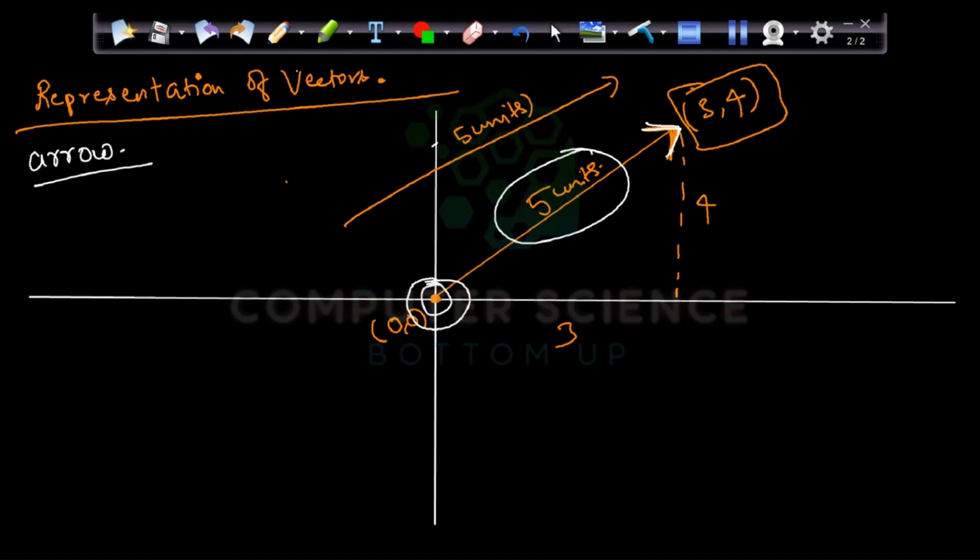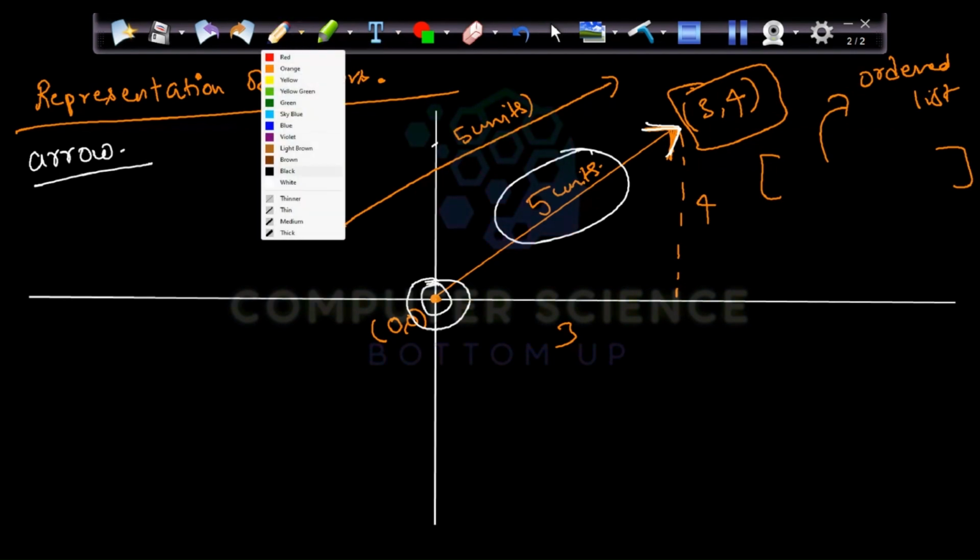We will look at the linear algebra part of vectors in a little while. Let me tell it directly. In linear algebra, a vector is simply a list, and this is an ordered list, in the sense that in this case you have two axes. Let me denote those axes as the x and y axis.